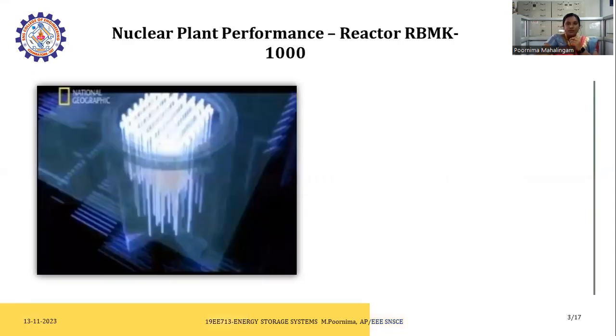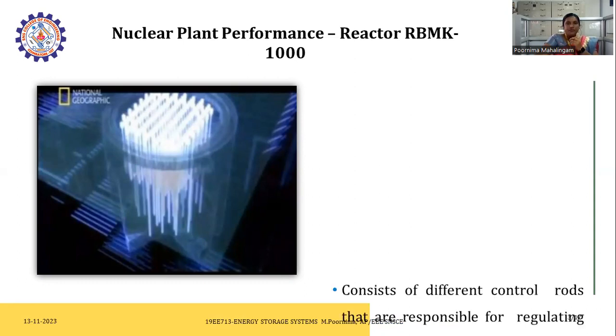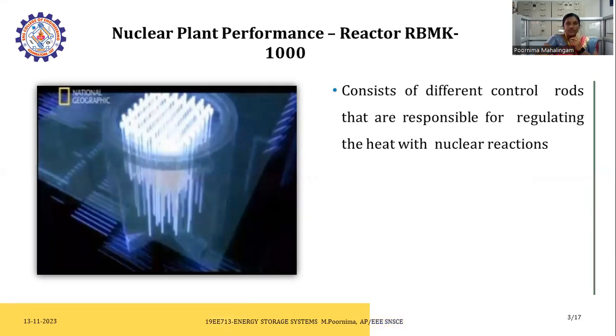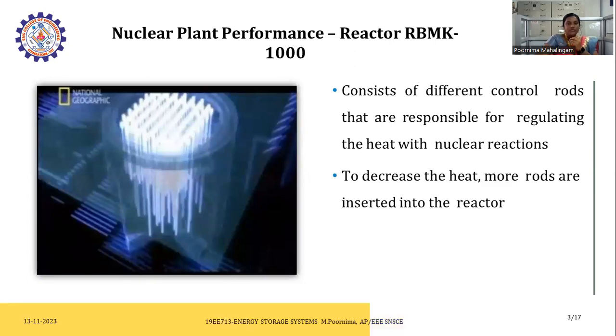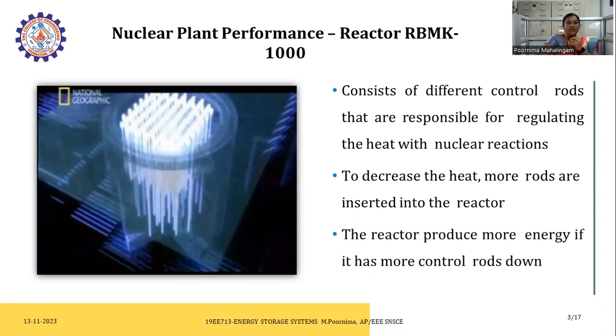This nuclear power plant's performance reactor of 1000 MW consists of control rods. The control rods decrease the heat when more rods are inserted into the reactor, and the reactor produces more energy if it has fewer control rods inside. So we can see the more rods are placed in the reactor core.